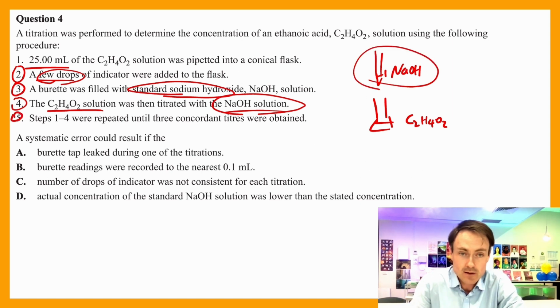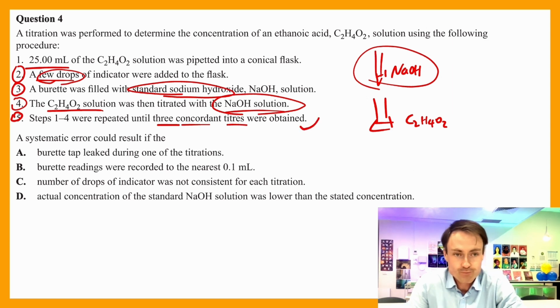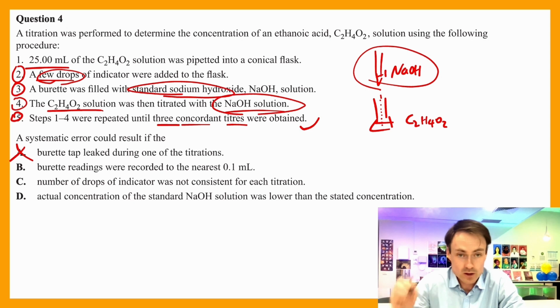Steps 1 to 5 are repeated until 3 concordant titers. All looks good. A systematic error could result if the burette tap leaked. No, because the solution would drip down into the conical flask. You would still measure the difference on the burette markings.